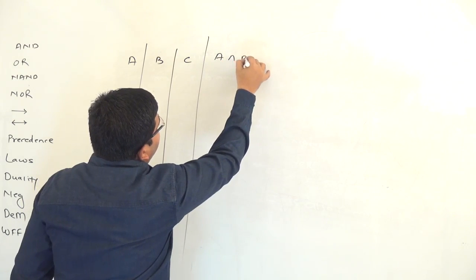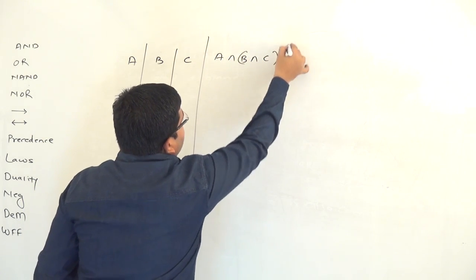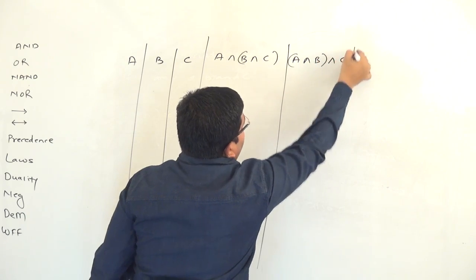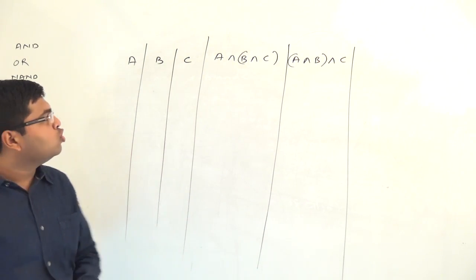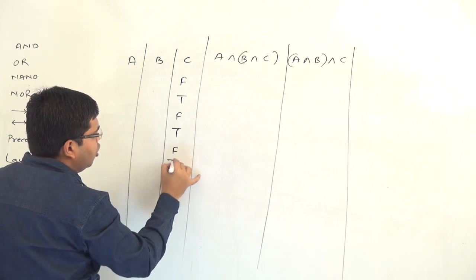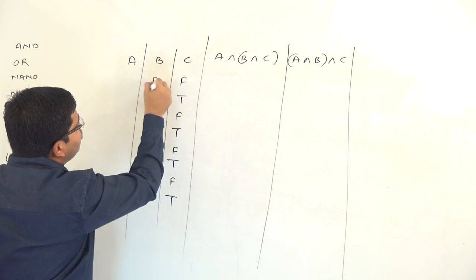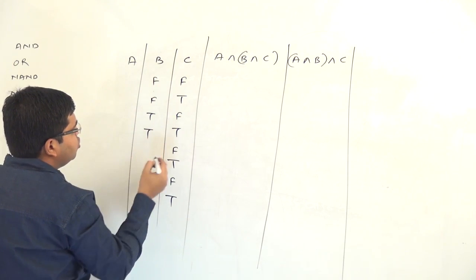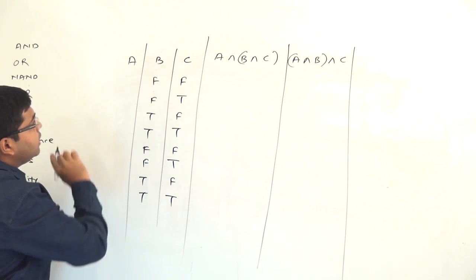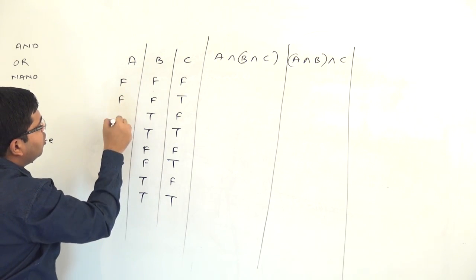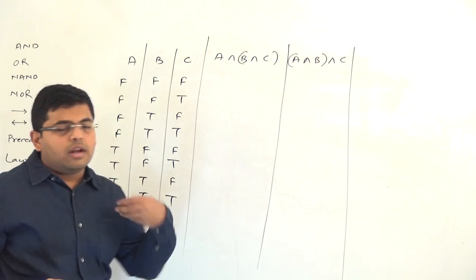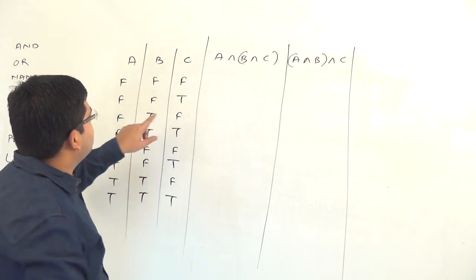First of all, A and B and C like this, and then we will give A and B and C again. And what we are going to do, we will take the values as usual: false, true, false, true, false, true, false, true, false, false, true, true, false, false, true, true. Then false, false, false, false, true, true, true, true. Okay. Now in both the cases, here first we will AND BC.